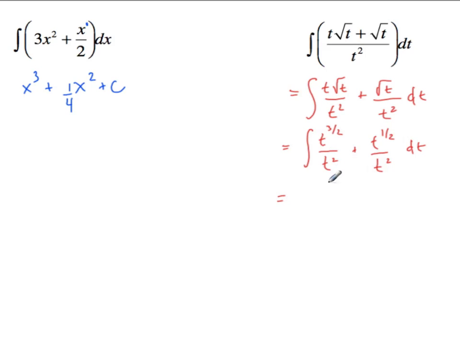Now we subtract these powers. Same base, we can subtract them. So 3/2 minus 2, that's 1.5 minus 2, that's t to the -1/2, plus t to the 1/2 minus 2 is t to the minus 3/2 dt. Okay, so now we have t, add 1, we get 1/2.